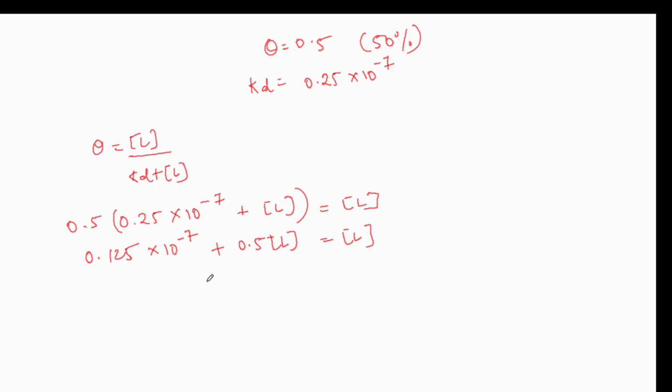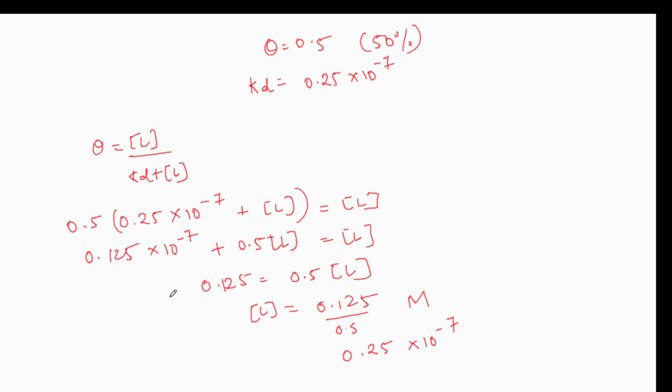We'll take the ligand term to one side. So ligand minus 0.5 ligand will become 0.5 ligand. So ligand concentration will be 0.125 upon 0.5 molar, right? Which is 0.25 molar into 10 to the power minus 7. Let's not forget 10 to the power minus 7. Here we'll also have 10 to the power minus 7 molar.